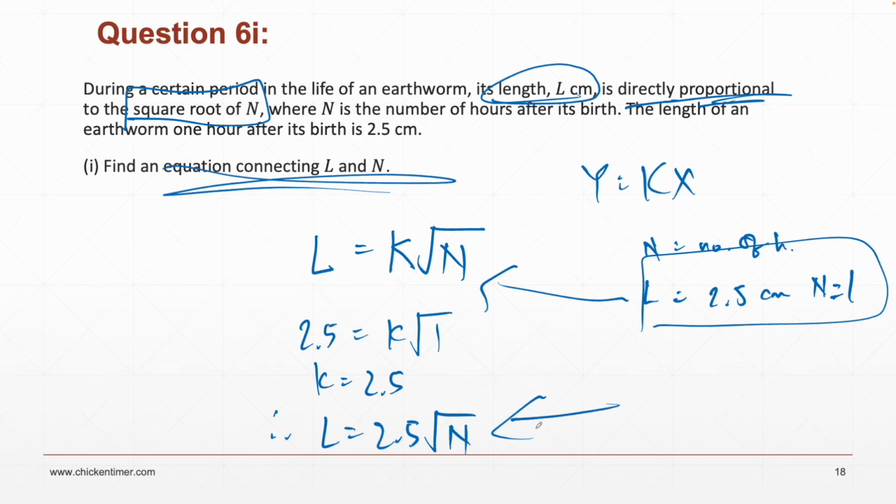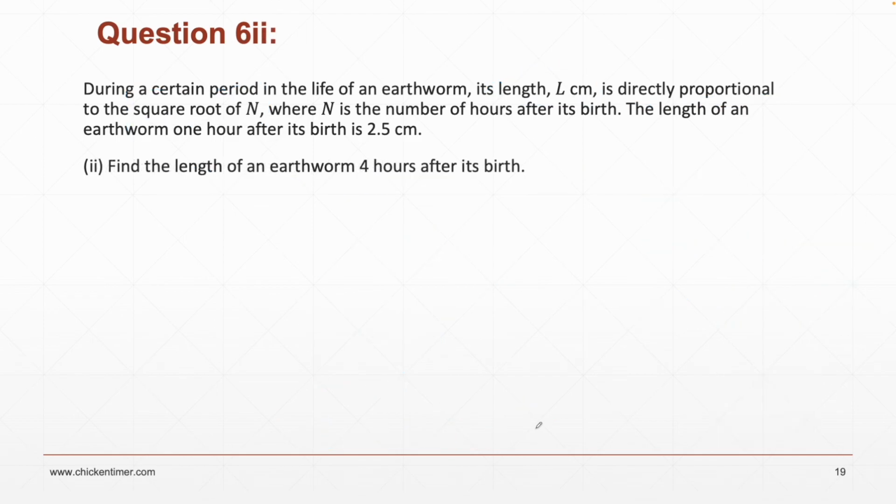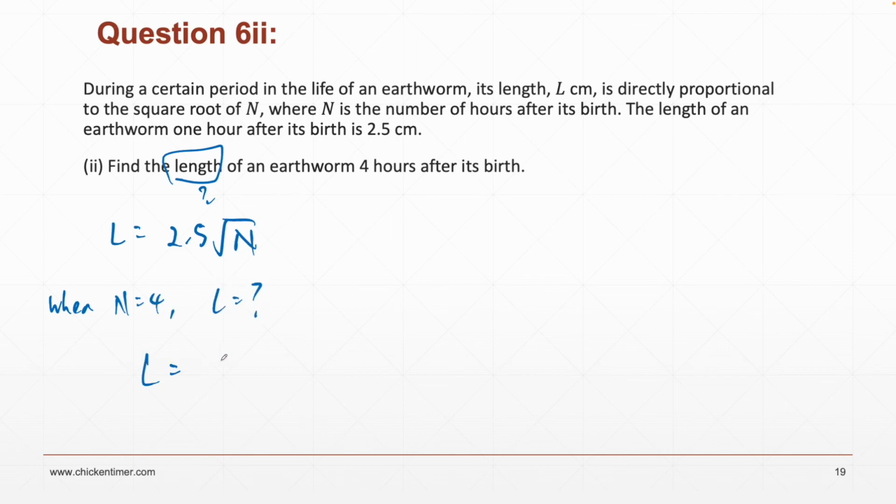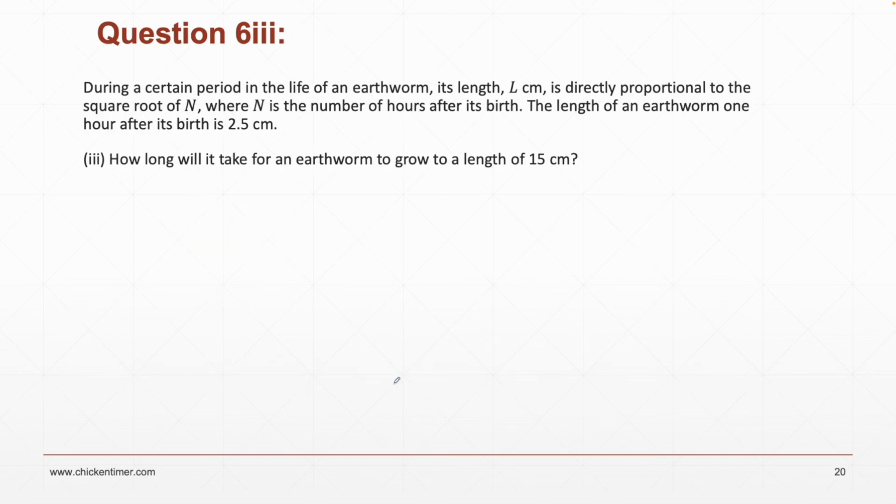So you will use this equation a lot for the rest of the parts of these questions. So I will write it out again. So we know L equals 2.5 square root n. They say find the length of the earthworm 4 hours after its birth. That means when n equals 4, you have to find L. So L equals 2.5 times square root 4, which equals 5. Length is in centimeters.